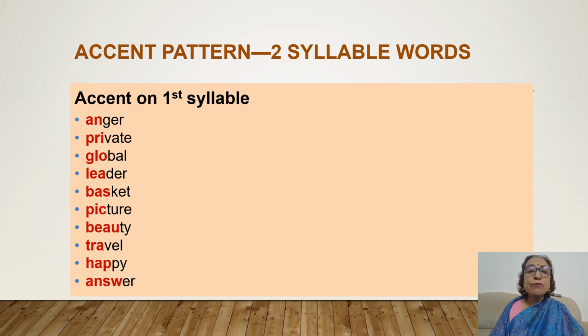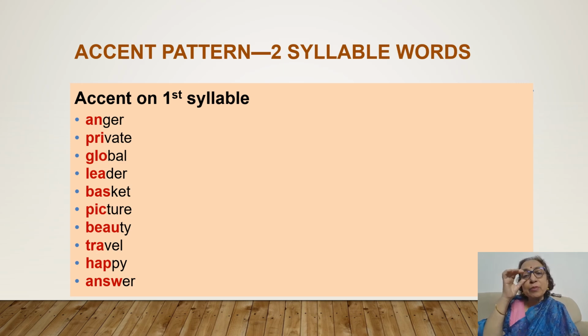As you can see, the first word, I have put A and N in red, that is the accented syllable, and GER in black, that is pronounced very softly. So we say anger, anger, ang, so much stress, ger, a lot less stress. So we say anger. We don't say anger. That would be second syllable stress. We don't say anger. Ger would mean that stress is on the second syllable.